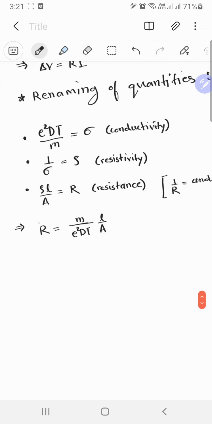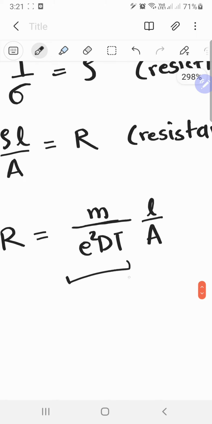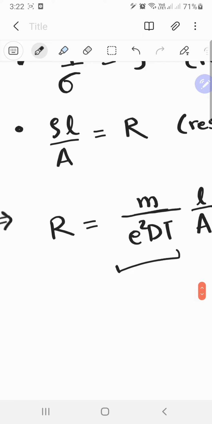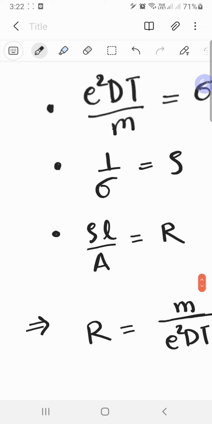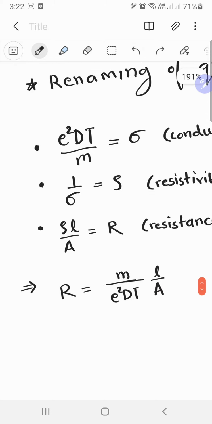So basically this is the formula for resistance, the complete formula, which would be capital R equal to small m upon e square capital D, times length upon area. So all of this stuff is dependent on the material, and length upon area, that's dependent on the dimensions of the material that you're choosing. So this is an intrinsic property and this is an extrinsic property. So resistance depends on both, while resistivity doesn't, because this part is the resistivity. Okay, so yeah, that's it.